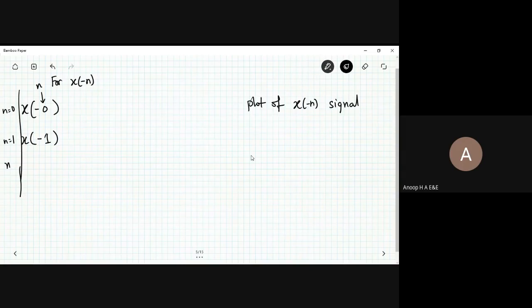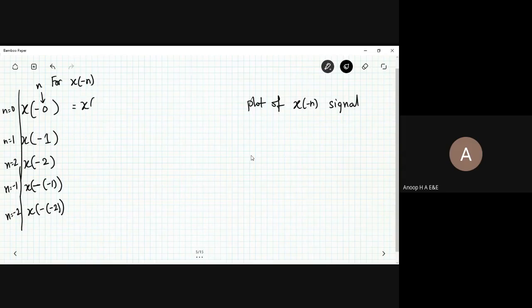Okay, n equals 2. What do I need? What do I get? x of -2. Next, n is equal to -1. x of the minus value, which is already there, and -1 that I need to write again. Next, n equals -2. x of -2. What do I need to write? I need to write the values of it.